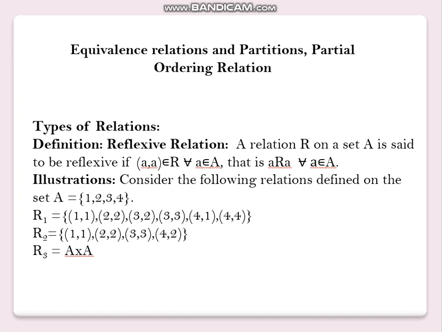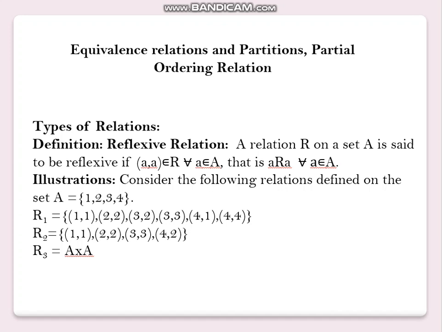Consider the following relation on a set A which contains 4 elements 1, 2, 3, 4. In the relation R1, we see that the ordered pairs (1,1), (2,2), (3,3) and (4,4) are there. So we say that 1 is related to 1, 2 is related to 2, 3 is related to 3 and 4 is related to 4. Since all the elements of the set A are related to itself, R1 is a reflexive relation.